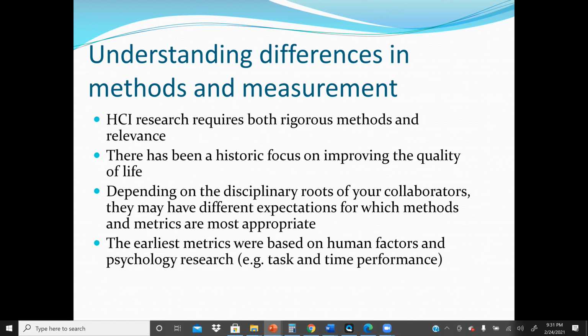So we should understand the difference in methods and measurement. HCI research requires both rigorous methods and relevance. Also, there have been historical goals of improving quality of life. Now, depending on the disciplinary roots of our collaborators, they may have different expectations for which methods and metrics are most appropriate. And the earliest metrics were based on, again, human factors and psychological research. A good example would be task and time performance.